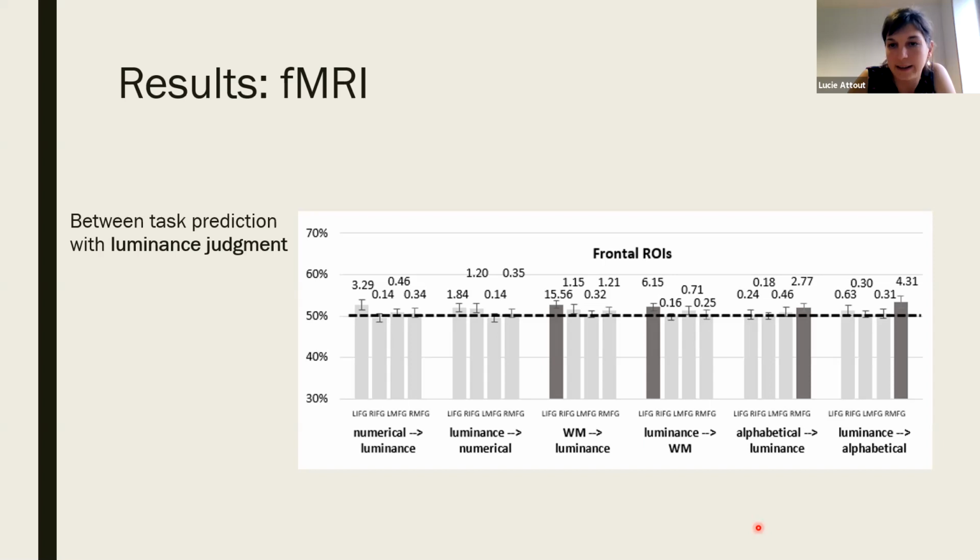And finally, and interestingly too, when we checked for the prediction with the luminance task, or control task, we also observed prediction with the working memory and alphabetical tasks at the frontal level, suggesting that this frontal involvement couldn't be so specific to this process, but probably more general.